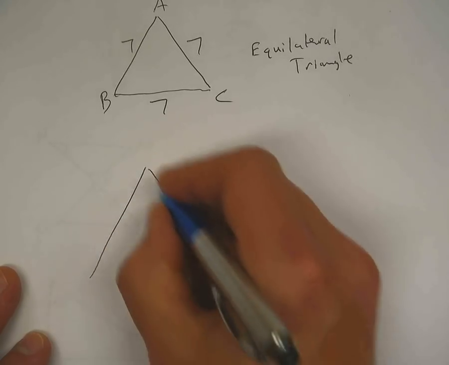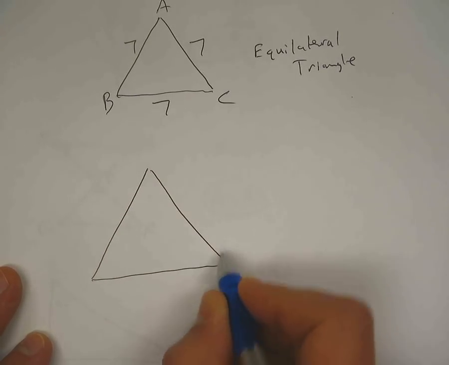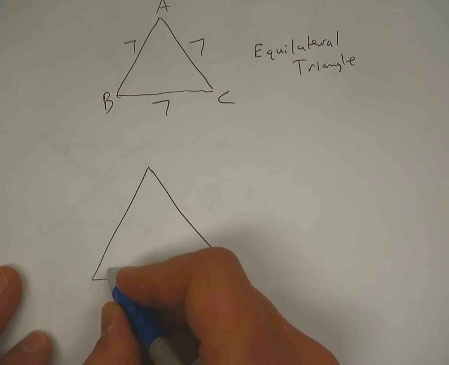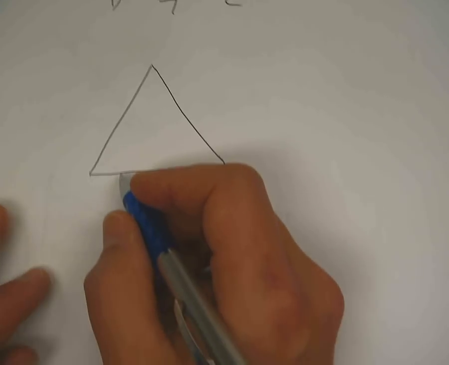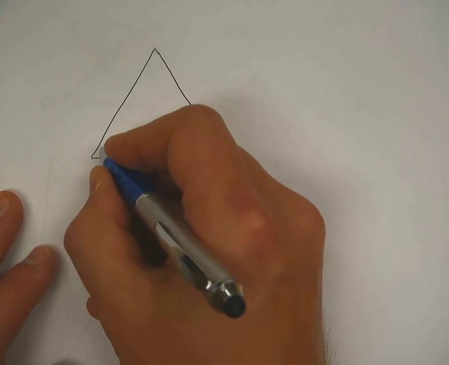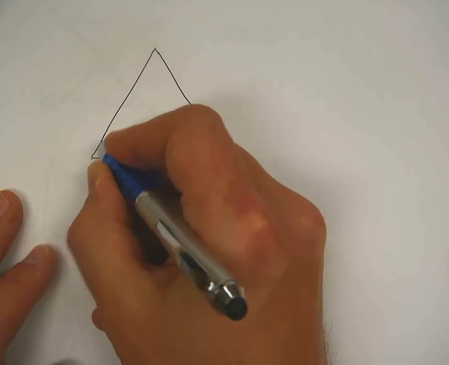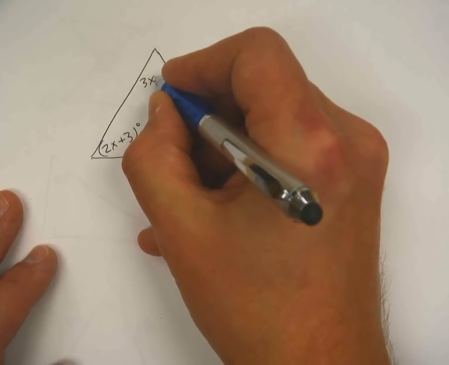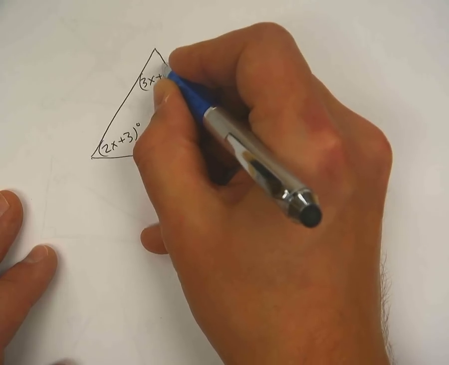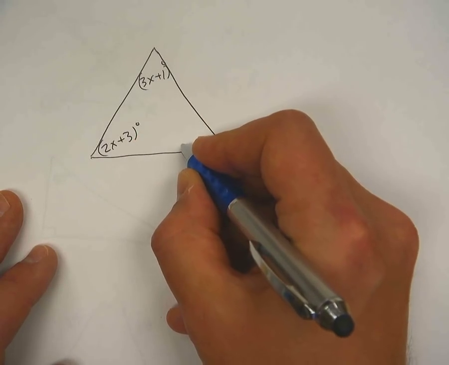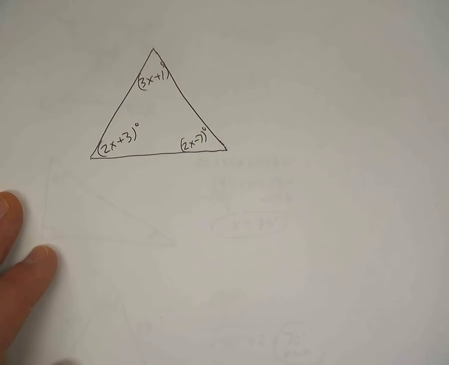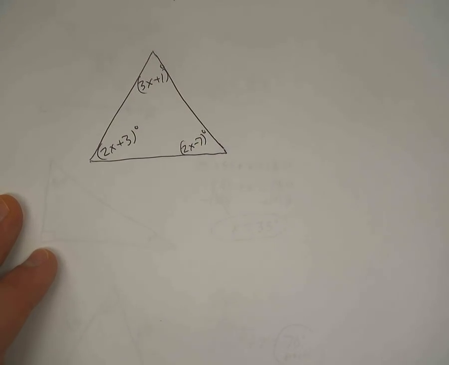Okay, next, let's go on to another triangle problem, shall we? So let's say I have a triangle that looks like this, and I have this angle is 2x plus 3 degrees. This is 3x plus 1 degrees, and this is 2x minus 7 degrees. And I want to solve for the measures of the angles to the nearest tenth of a degree.